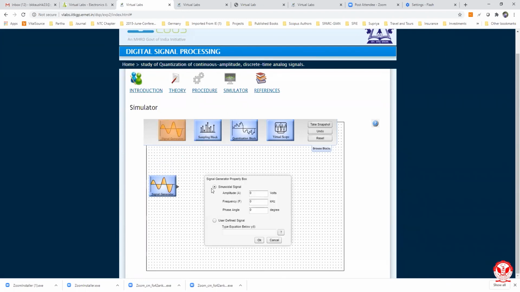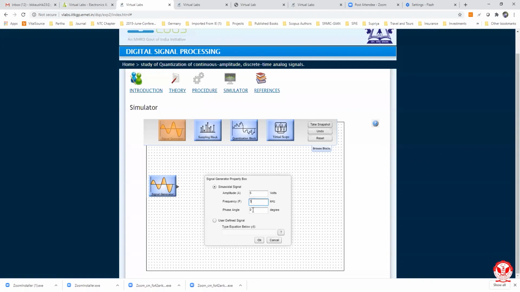Here we now have two options. The first is sinusoidal signal. The second one is user-defined signal. Here we can define the signals as per our need. At first, we consider the sinusoidal signal here. Here again, we can set amplitude, frequency, and phase angle. Let us set the amplitude as 5. Frequency set as 3. And phase angle, just keep 0 degrees for convenience.